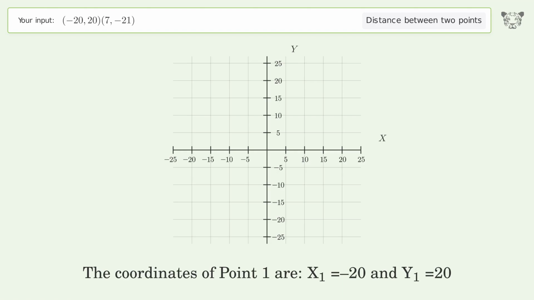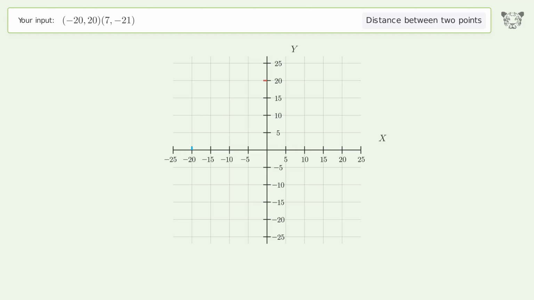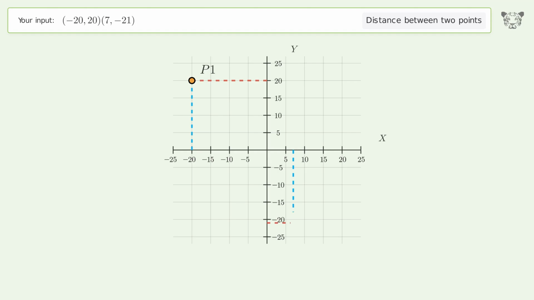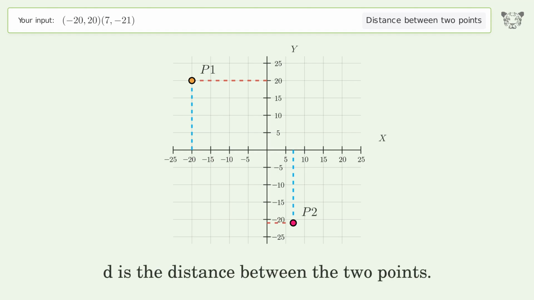The coordinates of point 1 are x1 equals -20 and y1 equals 20. The coordinates of point 2 are x2 equals 7 and y2 equals -21. D is the distance between the 2 points.